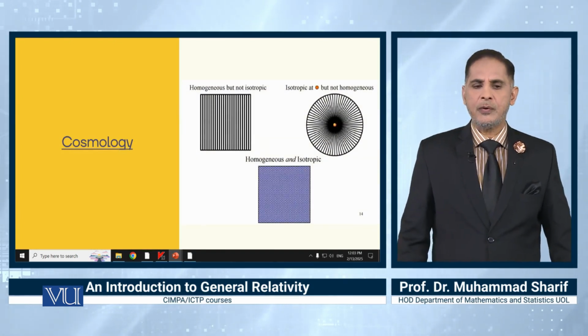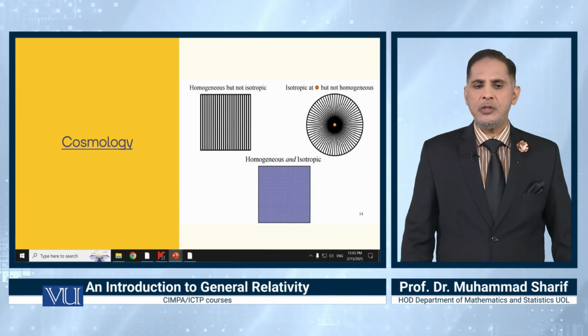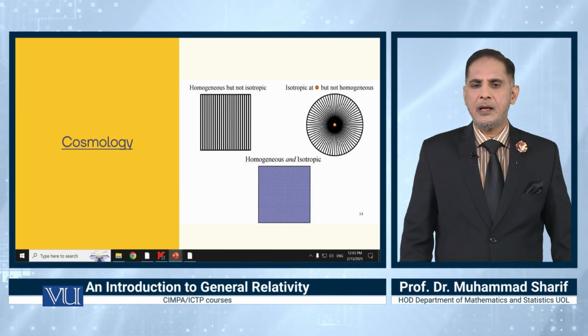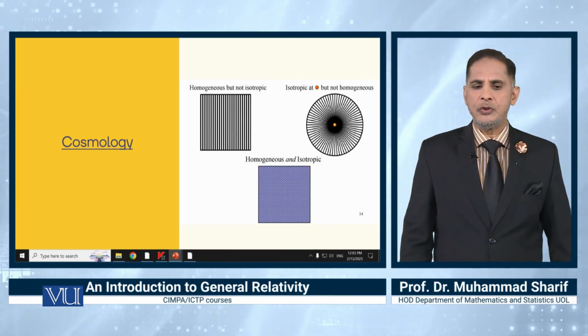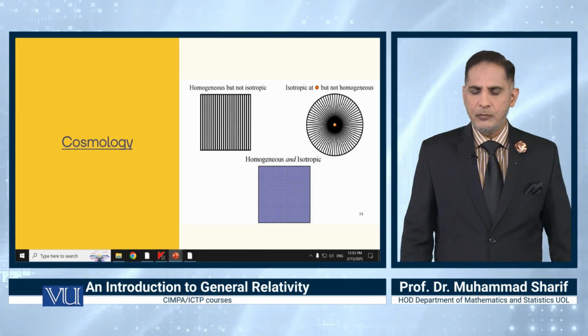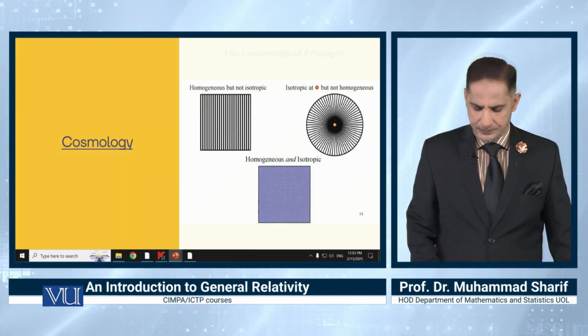You can see from these diagrams. In the first diagram, we have a homogeneous universe, but it is not isotropic. In the second diagram, we can see the point in the center is isotropic. If an observer is standing there, he can see throughout the space, it looks the same. So, it is isotropic, but not homogeneous. In the third diagram, we can see it is homogeneous as well as isotropic.